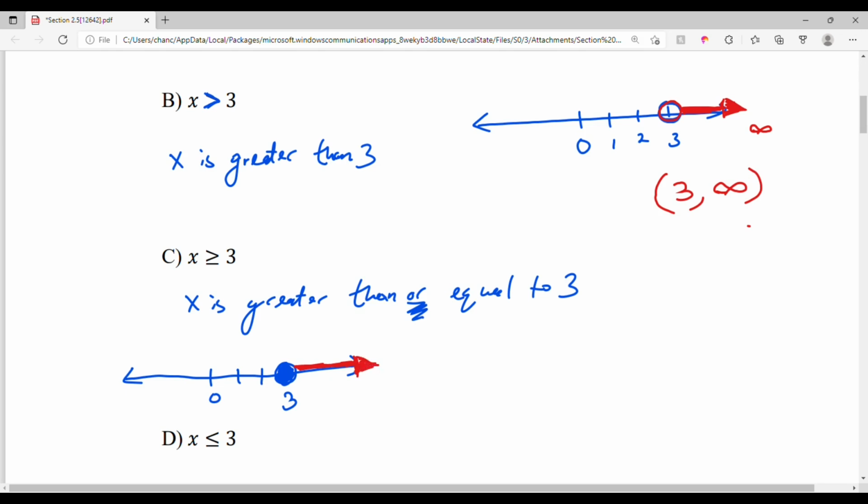And this graph heads towards positive infinity. The interval notation is a square bracket first because it's a closed circle. All closed circles have square brackets. 3. And then it heads towards infinity. So we'll put the infinity symbol and always a parentheses for an infinity symbol. So this is the interval notation for x is greater than or equal to 3.